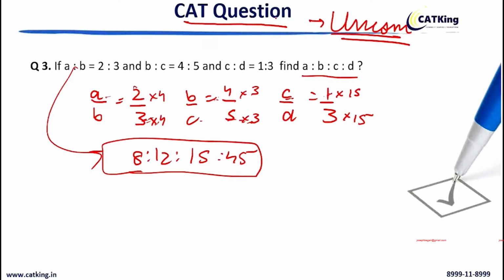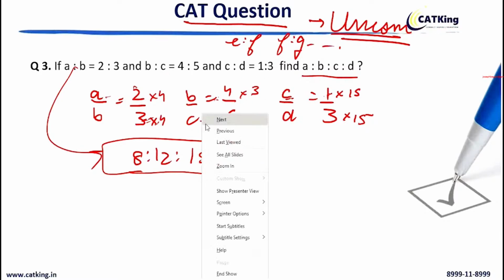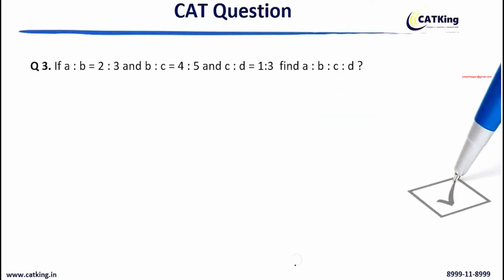What if CAT would have given you E is to F, F is to G, and so on? Then what? Then it would have been cumbersome, correct? If they would have given you something like this, then it would have been cumbersome for sure. So how to get out of it? There is one unconventional method. Listen to it very carefully.